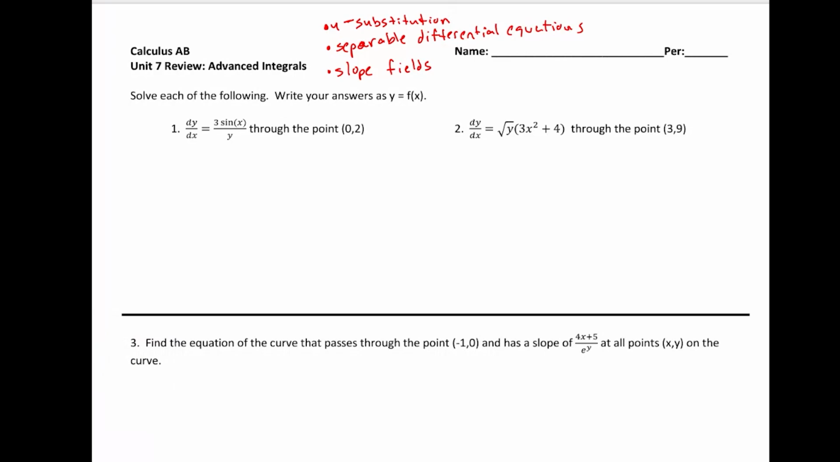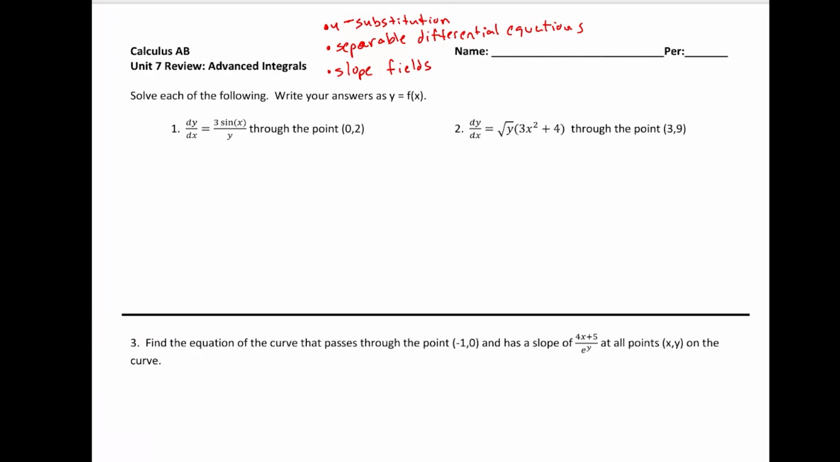Number one and number two, we're solving for y. It says solve each of the following and write your answers as y equals f of x. In other words, let's isolate y in each of these problems. Both of these are going to be separable differential equations, where we have to separate out the y's from the x's. And once we do that, we can integrate and go from there.